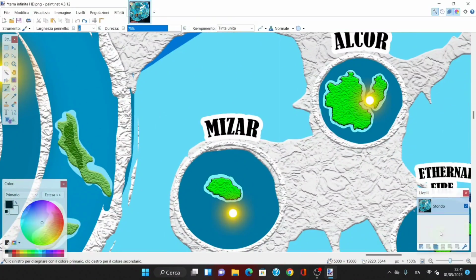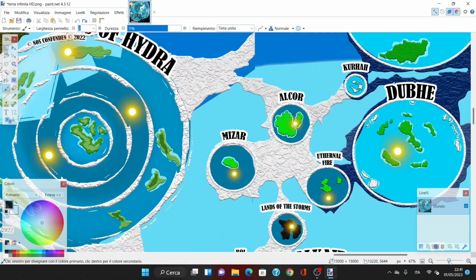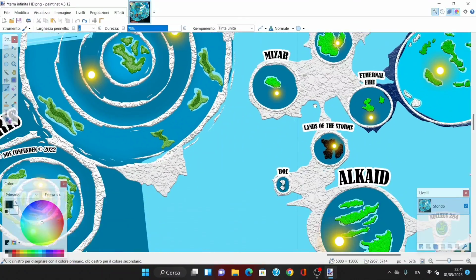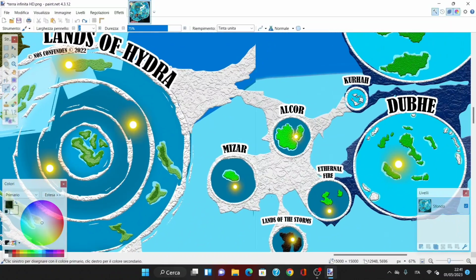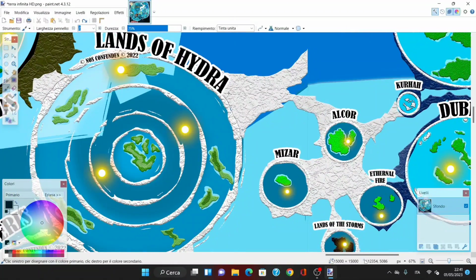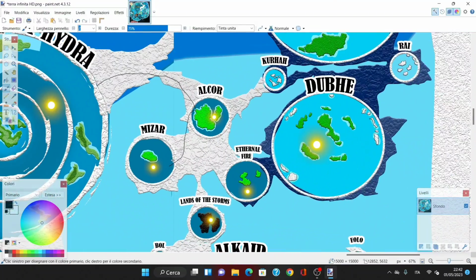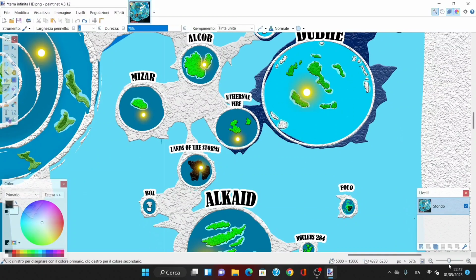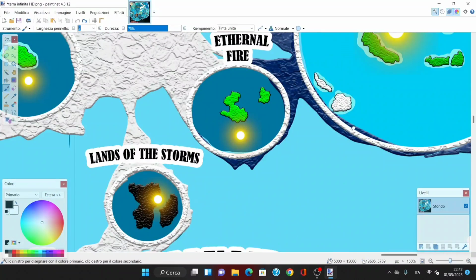Once again, these are not traversable in any way. There is no way to get from outside these continents to inside of them. The only possible way would be to go on top of the ice walls that envelop the lands of Hydra and somehow traverse them all the way to Alcor and Mizar, once again making it extremely difficult for voyagers to attempt.